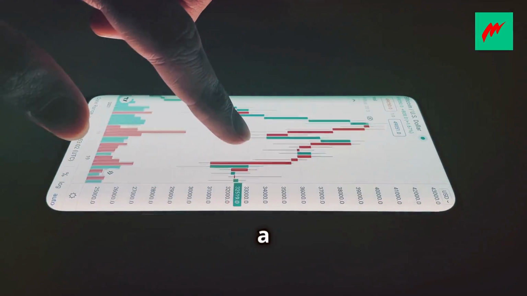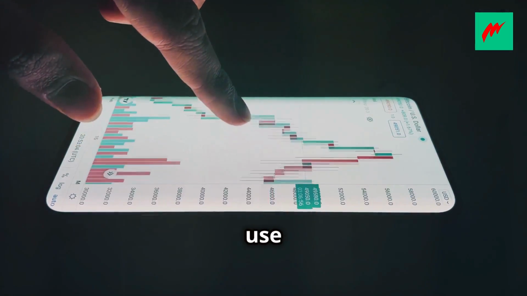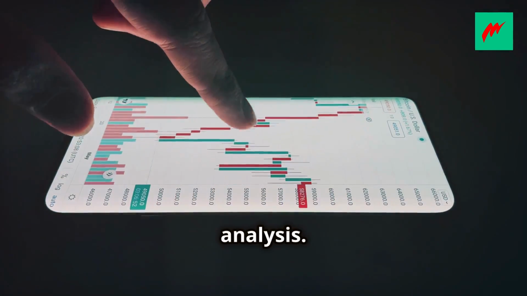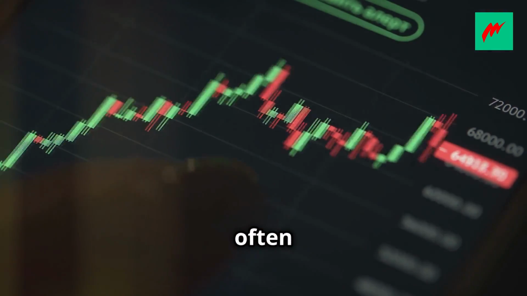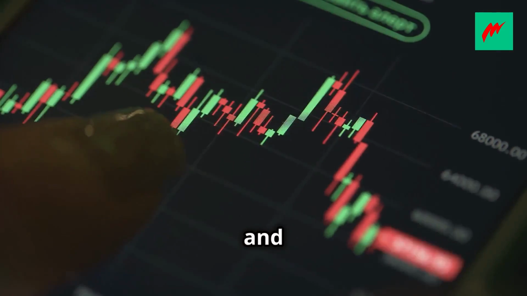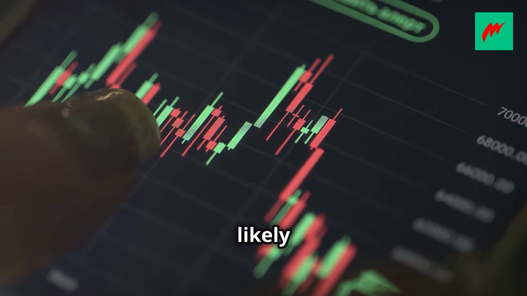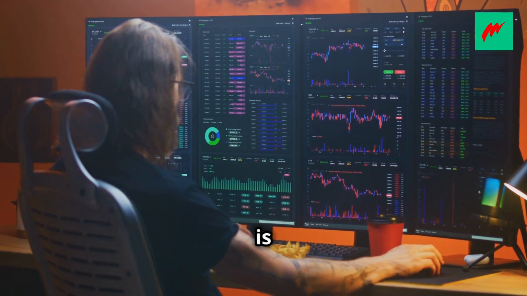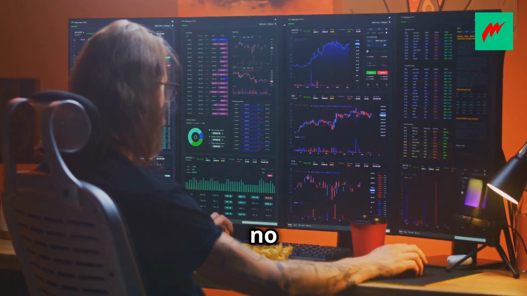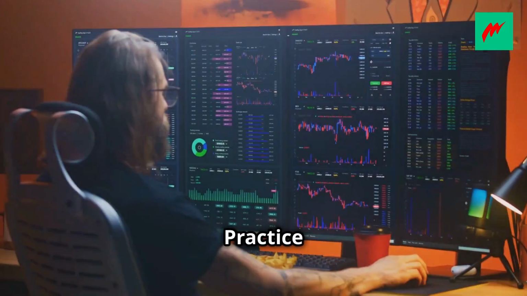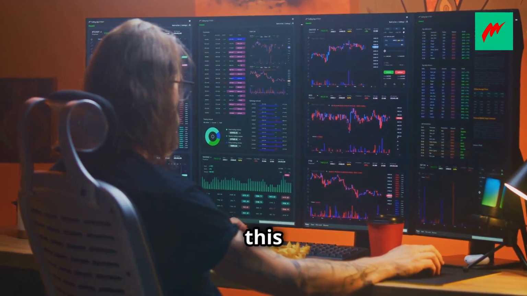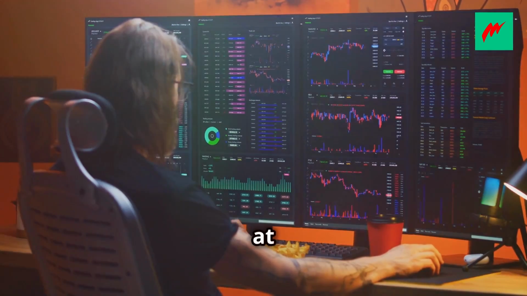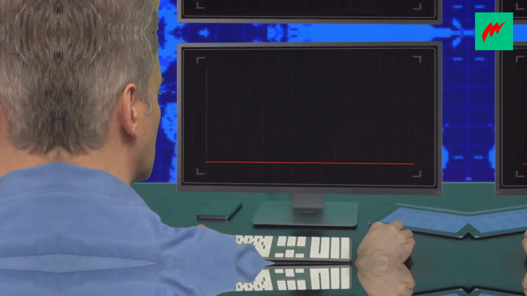When you've identified a potential Elliott wave pattern, use technical indicators like Fibonacci retracements and extensions to confirm your analysis. Fibonacci levels often coincide with key support and resistance areas where waves are likely to reverse. It's important to note that identifying Elliott waves is a subjective process, and there's no foolproof method. Practice and experience are key to mastering this technique. The more charts you analyze, the better you'll become at spotting these repeating patterns.